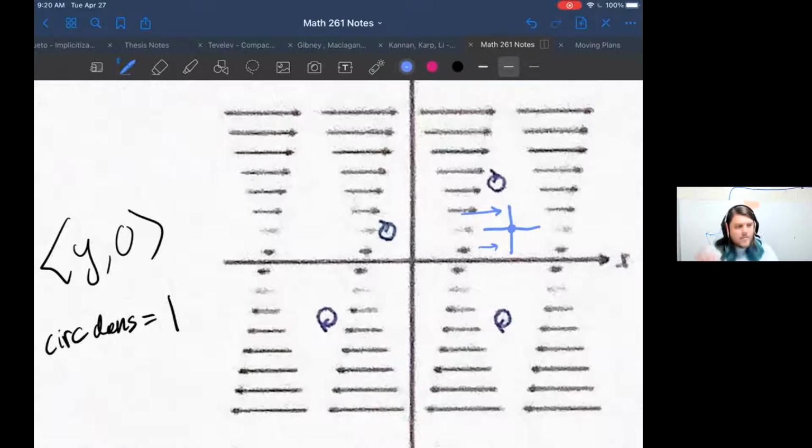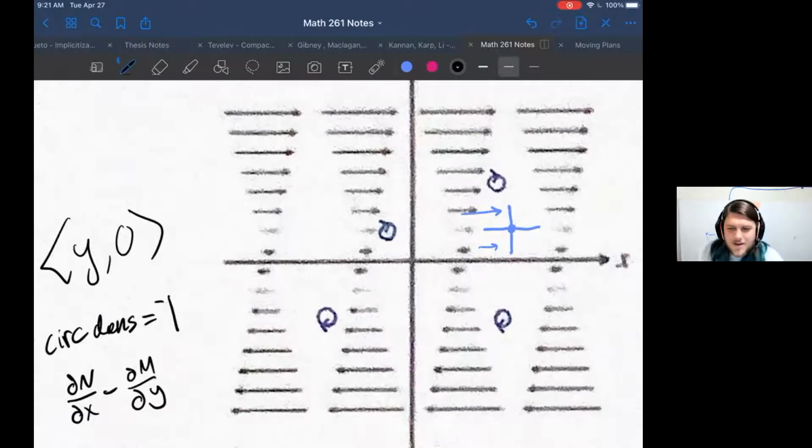Oh, del n del x minus del m del y. Yes, yes, yes. Oh my goodness. Thank you, thank you, thank you. Right, it's del n del x minus del m del y. Thank you for saving me here because I was going a little crazy. Awesome. Yeah, so we should get a -1, which means the clockwise motion, and everything's back to being right in the world.